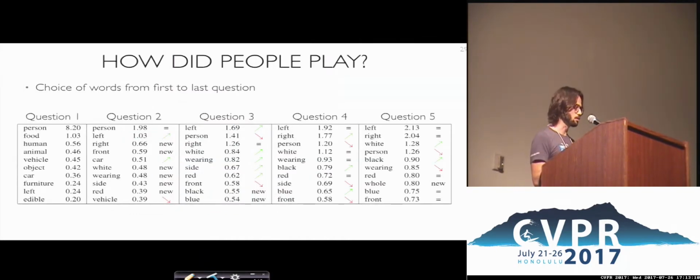In terms of what types of words people are using, we can look at the distribution of the words used in the first question, second question, third question, and so on. One that's very common is whether it's a person or not, because persons are more or less in all the images in MS Coco. So you get more questions about what type of object it is. Then you start moving to position. So are objects to the left, to the top, to the right? And then eventually you start getting more questions about properties of these objects that aren't locations. Like, is it white? Is it wearing something? Black, red, and so on.